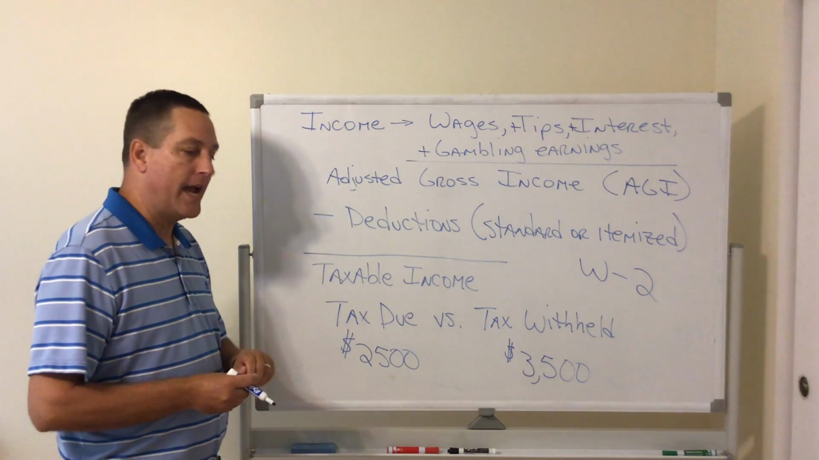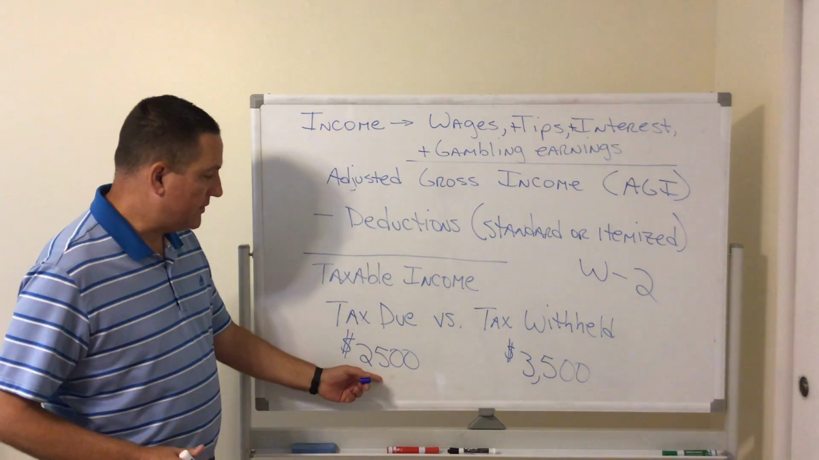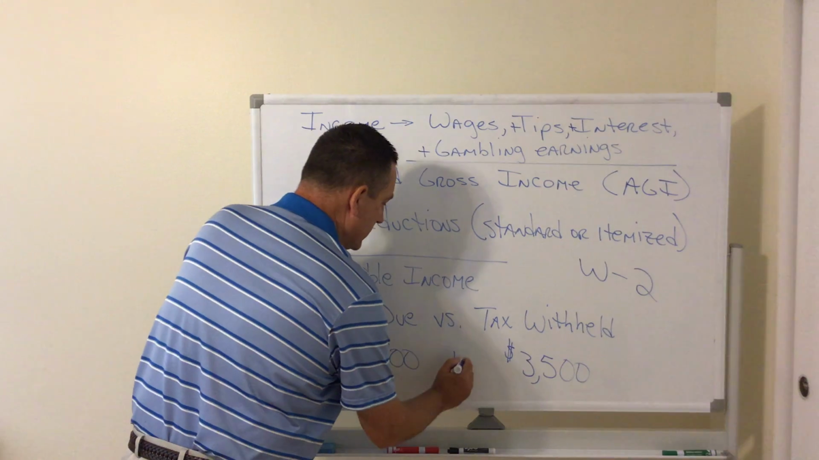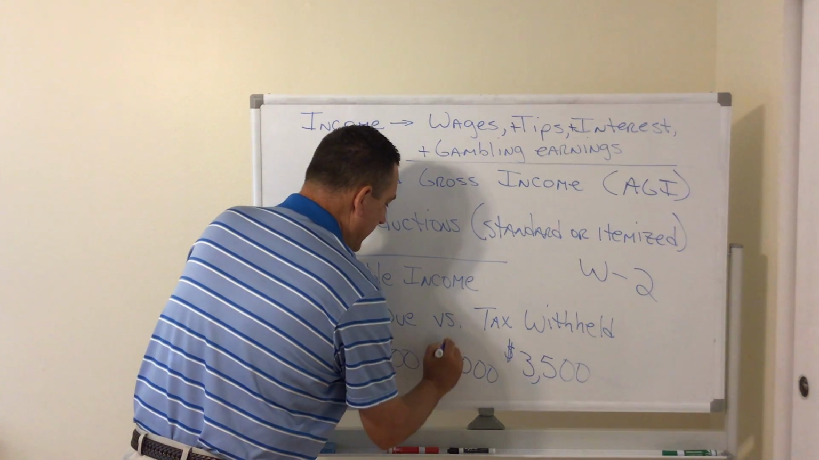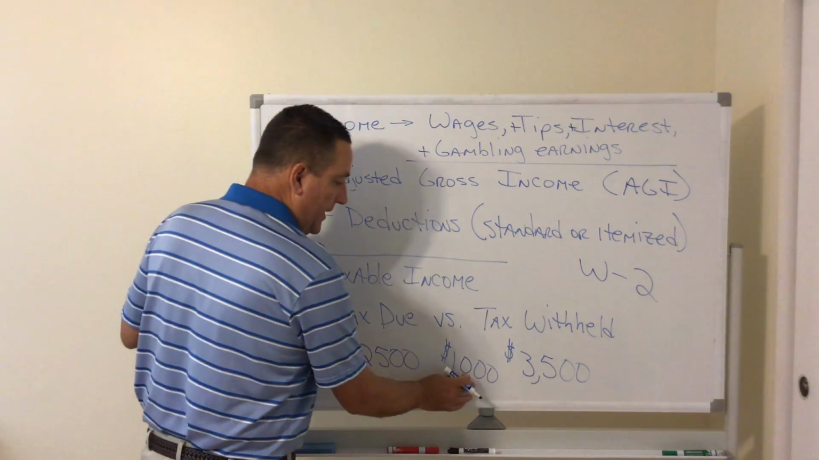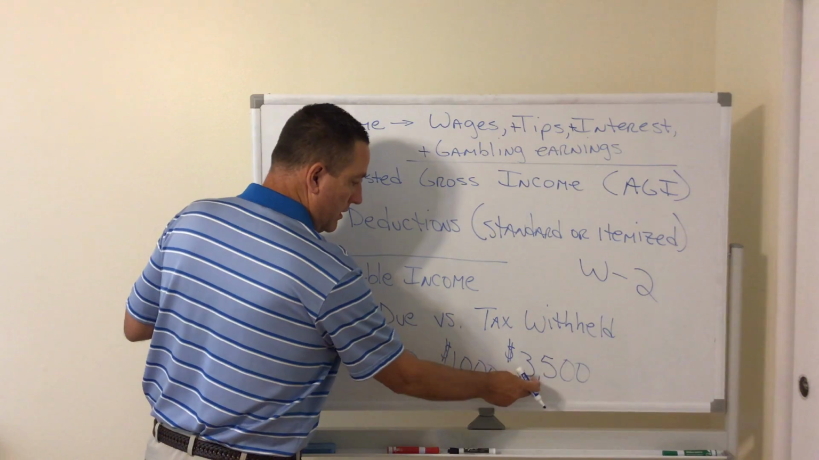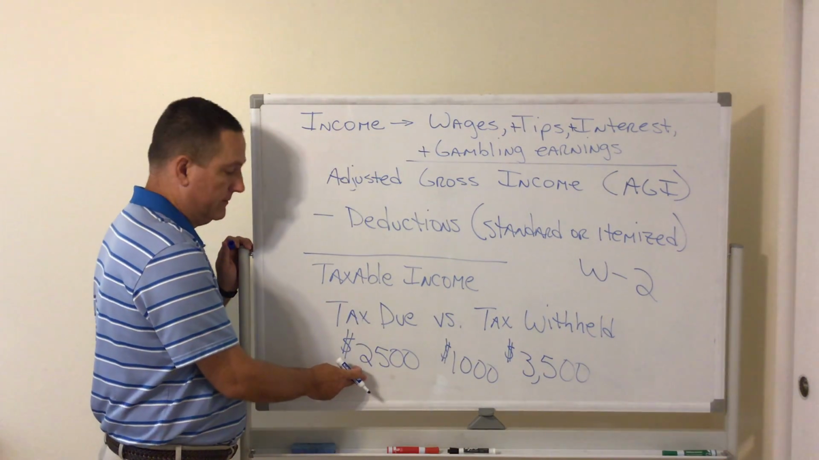Are you happy or sad? Well, you're going to be very happy. How much happy? Well, $1,000 of happy. You're going to get a refund, a tax refund of $1,000 because they took out more than what you were supposed to pay.